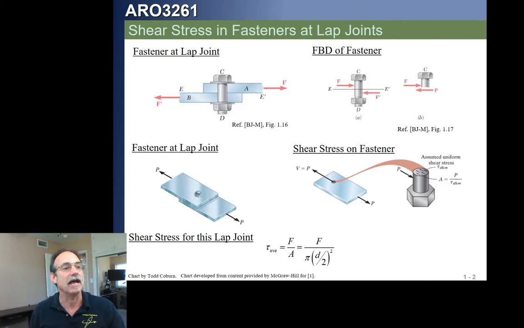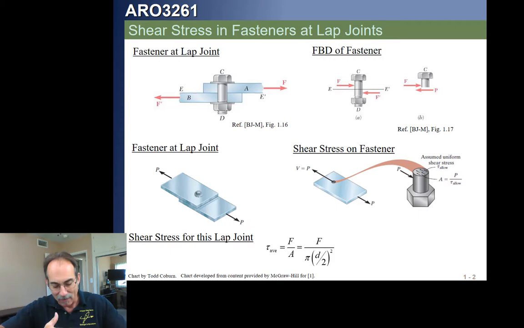So if we look at a lap joint like this one, this is a couple pictures of a lap joint. This is a side view. This is kind of a three-dimensional view. And if we look at that, as we pull these two, say that's a fastener, and if these two parts are trying to slip apart, you'll notice, first of all, you're going to get a net tension at the fastener. We're going to look at that in a minute.